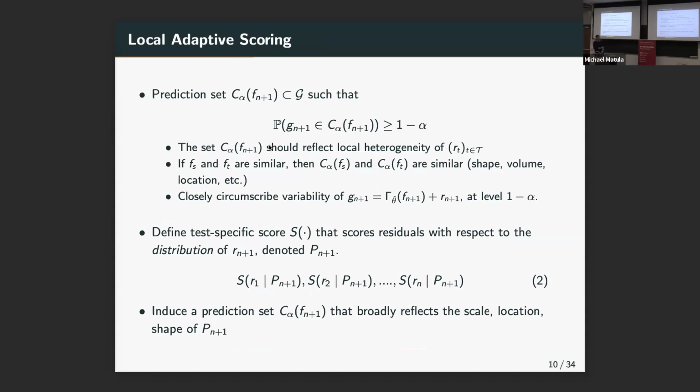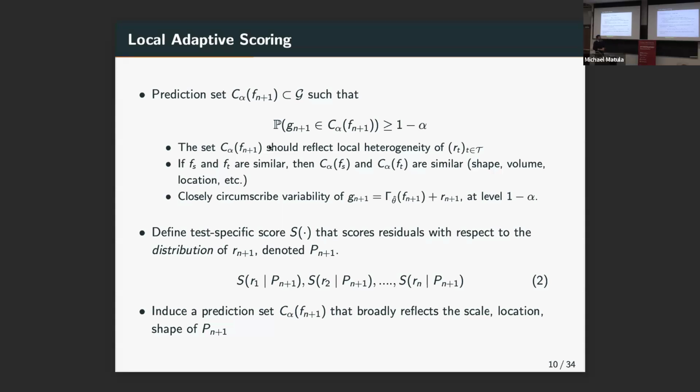So our goal then is to try and, given a new function, given a new input function, fn plus 1, we want to construct a prediction set such that we, 1, have the guarantee, and 2, so that these sets reflect the local heterogeneity in the error process. So they are adapting to changes in the variability and changes in the shape of the error process.